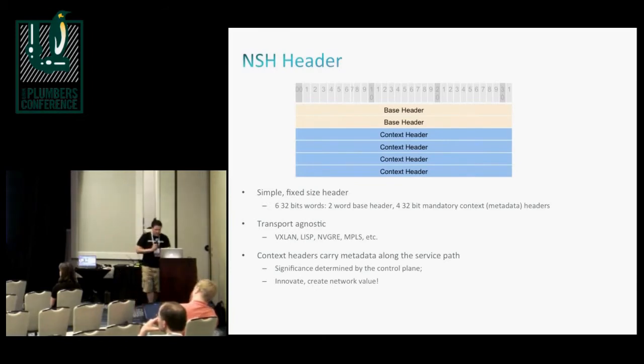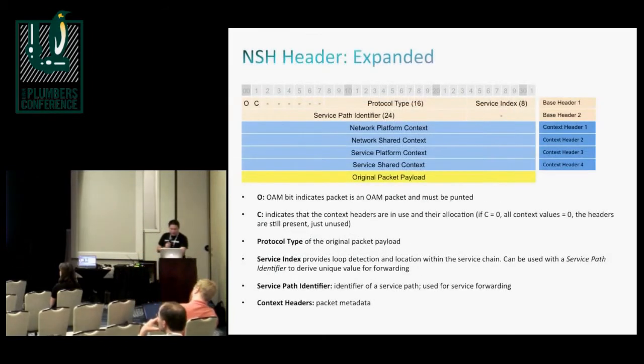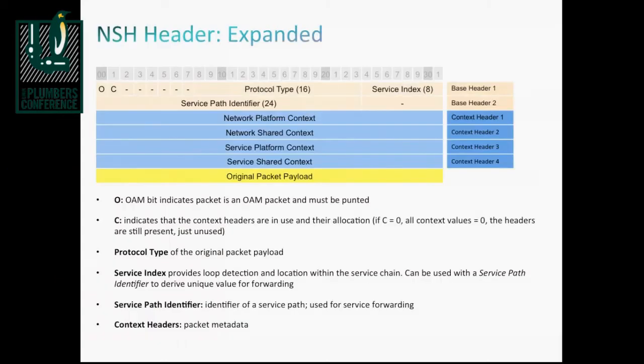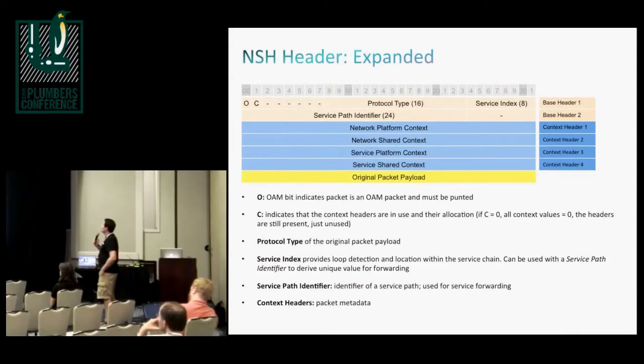I have another slide that goes into a little more detail on the NSH header, as well as what's in there. So as you can see, we effectively have 2 bits of significance at the front there, the O bit and the C bit as well.